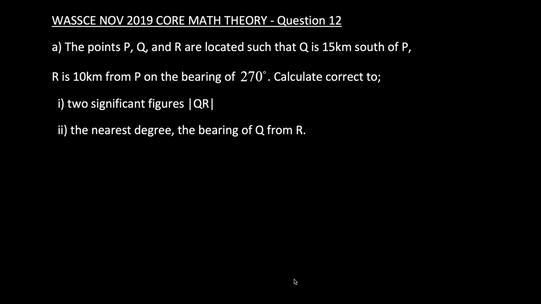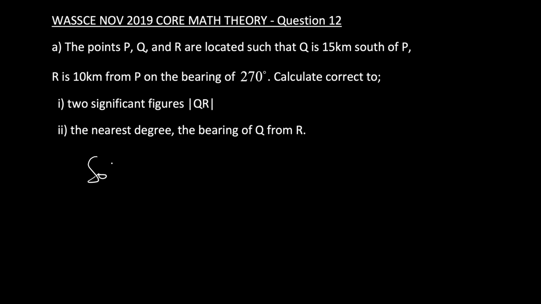In this video, we'll be solving question 12 of the 2019 Nov-Dec core maths theory questions. We'll begin with question 12a. The points P, Q, and R are located such that Q is 15 kilometers south of P. R is 10 kilometers from P on the bearing of 270 degrees. I. Calculate, correct to two significant figures, the length of QR. II. Calculate, correct to the nearest degree, the bearing of Q from R.